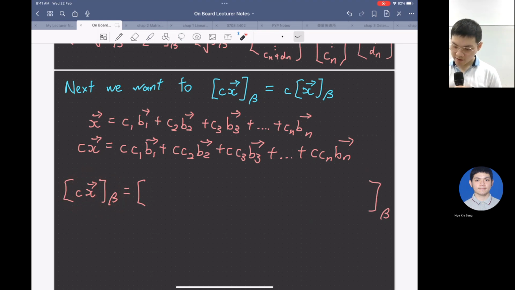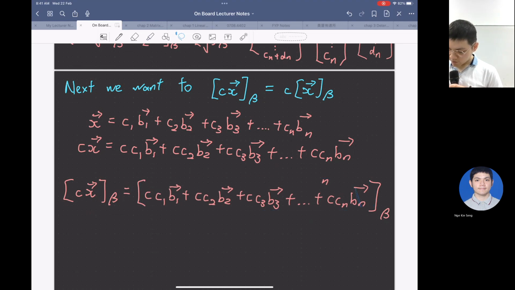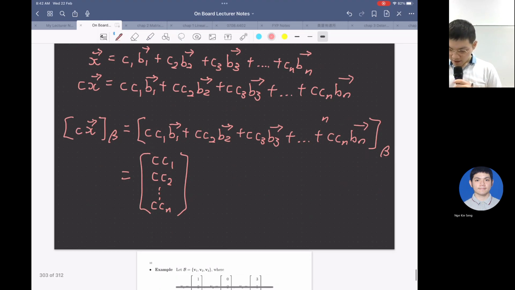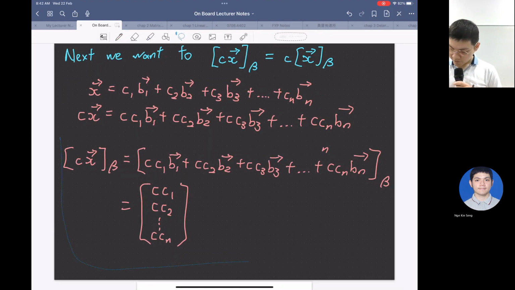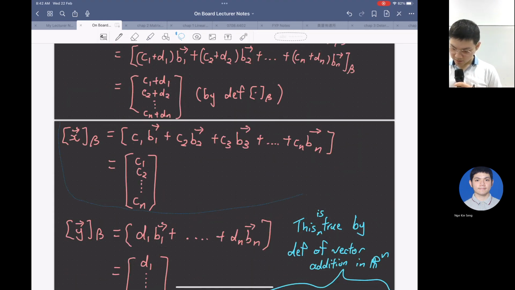Okay, so I already done this at the top. So I put this in here. Then this square bracket will eat these bases because under this basis we know where they correspond to. So we just get the coefficient of cc1, cc2 up to ccn. And then on the other side, what do we have? On the other side, we already computed.